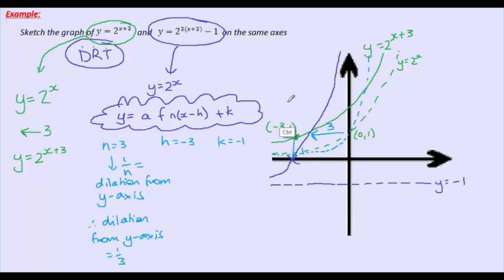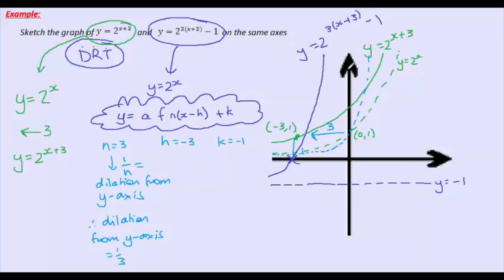If that makes any sense. Let's try and make it a little bit nicer. So there's an exponential, and it's this light blue line that's been moved, and this now is y equals 2 to the 3x plus 3, and then move down by 1 unit.